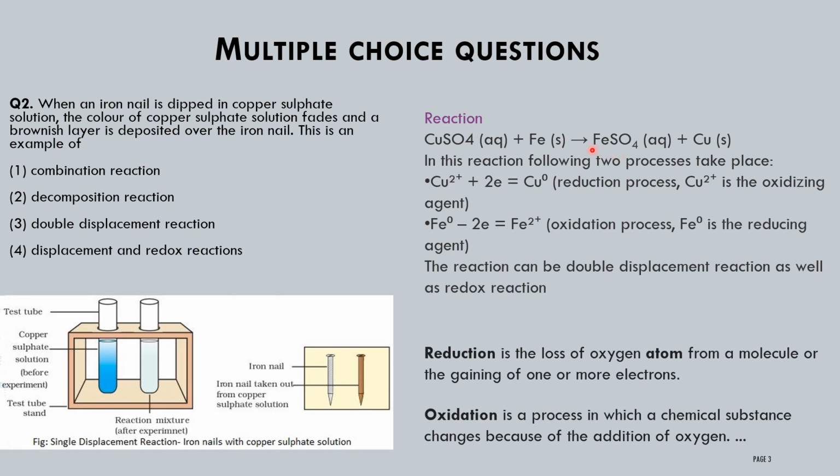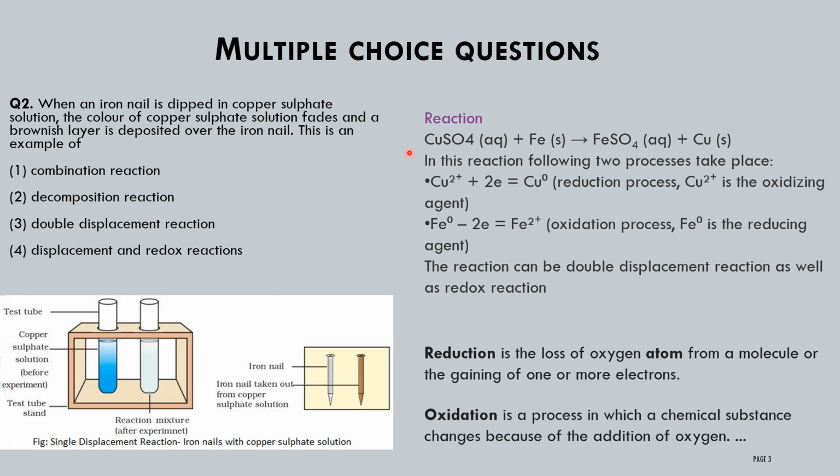Here you can identify two types of metal. One is iron, another one is copper. You know the reactivity series. Iron is more reactive than copper. Therefore, iron will displace copper from copper sulfate solution, because a highly reactive metal displaces a less reactive metal. Here iron is more reactive compared to copper. Therefore, this reaction we call a displacement reaction.